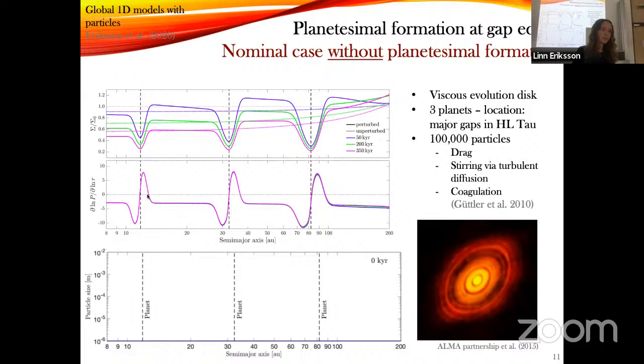So if we would have a pressure gradient of exactly 0 here, then we're at what we call the pebble isolation mass. So that's when we're just massive enough to create a gap deep enough to trap particles. But now we have rather massive planets. Okay, so that's it for the planets.